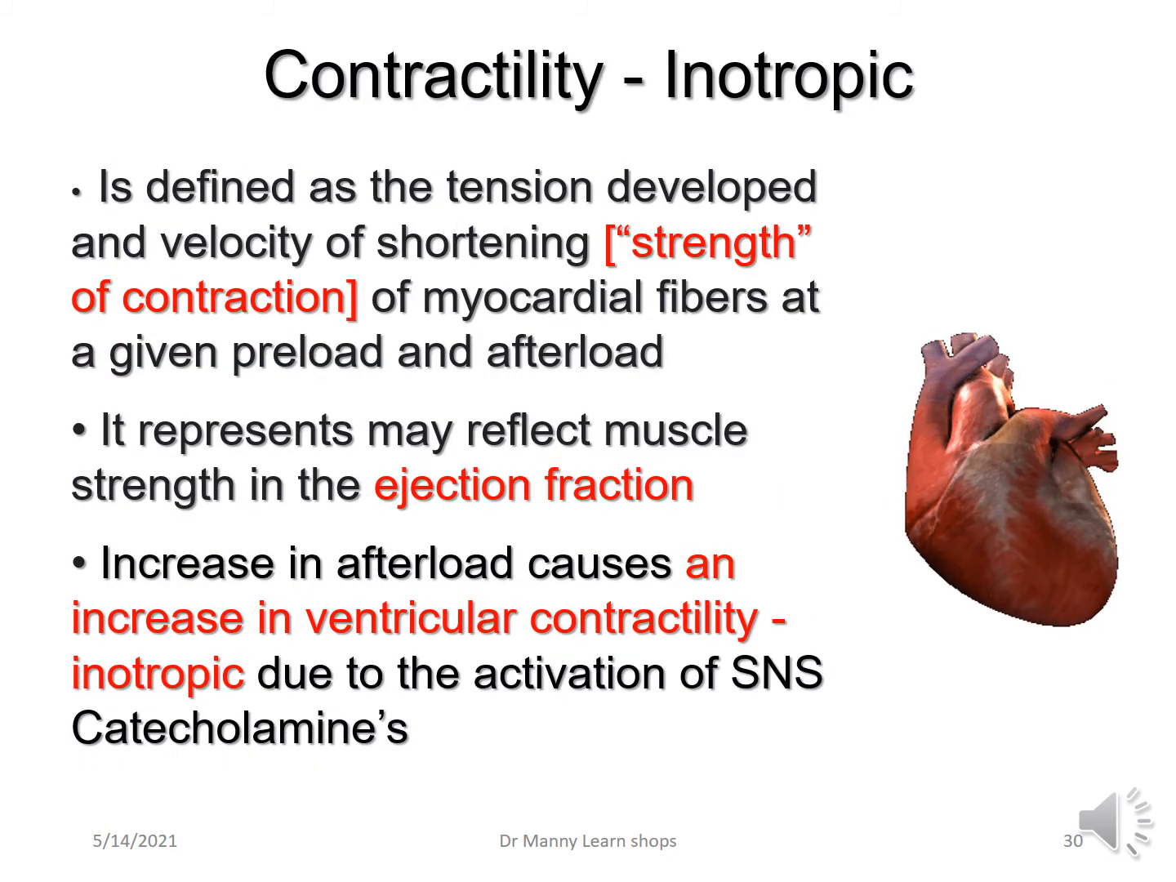Then you've got contractility, which is often referred to as inotropy, or being inotropic. And this is defined as the tension developed and the velocity of shortening or the strength of contraction of myocardial fibers at a given preload or afterload. And basically it just reflects or represents muscle strength in the ejection fraction. So increasing afterload causes an increase in ventricular contractility or inotropy. And this is due to the activation of the sympathetic nervous system catecholamines such as epinephrine and norepinephrine. So basically what it means is, if the heart has to work harder, it will work harder.